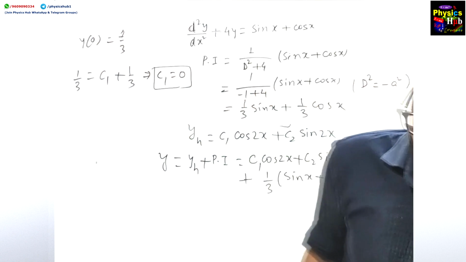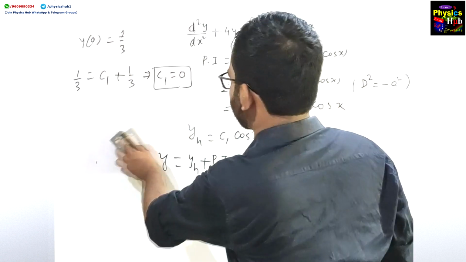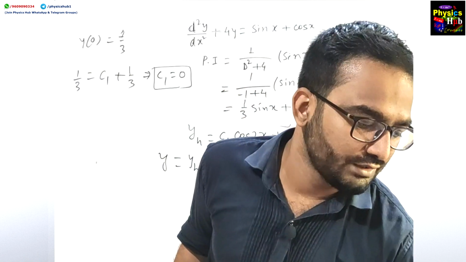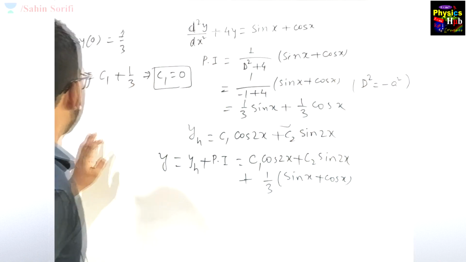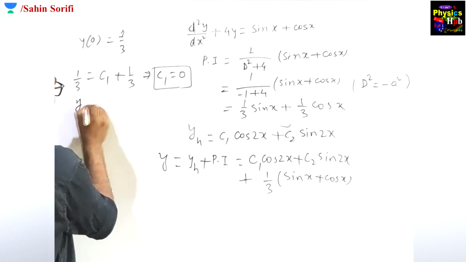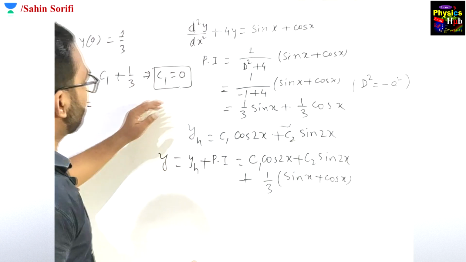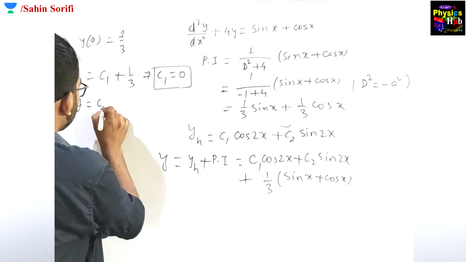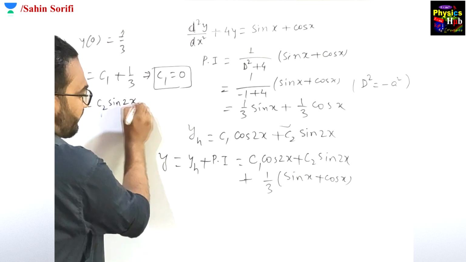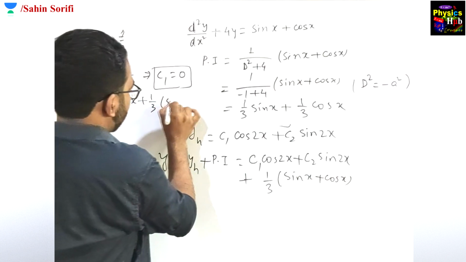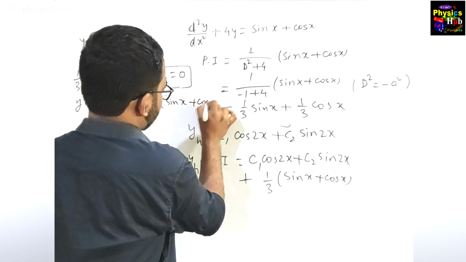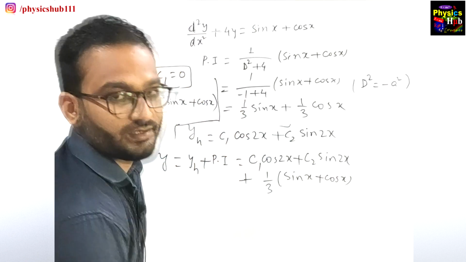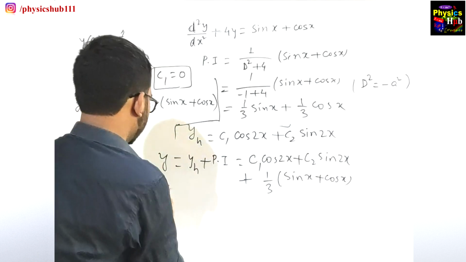Now again we'll utilize the second boundary condition which is given to us. What is that? It is y prime at x equals 0 is 1. So let us just redefine the solution y. Y equals this, we will just put the value of C1 to be 0 here. So it will become C2 sin 2x plus 1/3 sin x plus cos x. If you write it in this systematic way, then the solution looks very good.